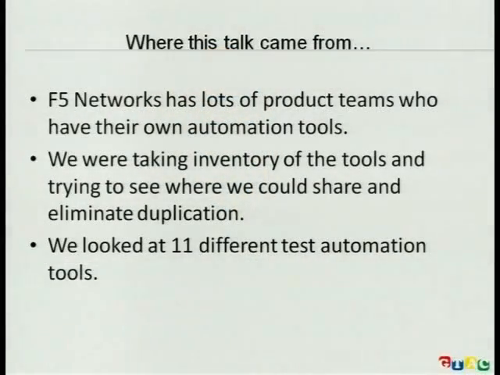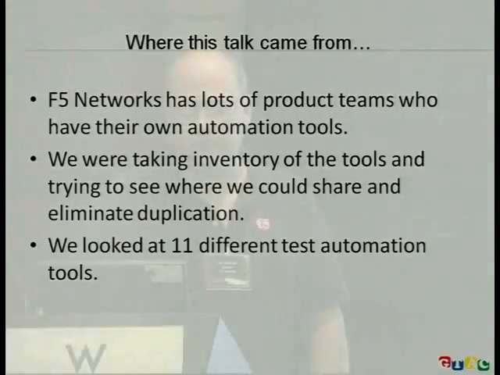Back in January of this year, I was asked to lead a team to examine all of the test automation tools that we had. F5 Networks has a lot of different products, and a lot of the product teams had built their own test automation systems. We wanted to take an inventory and figure out where we have overlap, where we have gaps, and how we can avoid duplication of effort as we're expanding our tool set going forward.